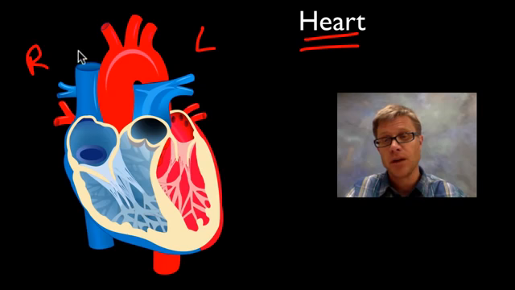So where does it come from? It's coming from your superior and inferior vena cava. So basically it's entering into what's called your right atrium. So this would be your right atrium here. So we've got deoxygenated blood coming back. It's in your right atrium.